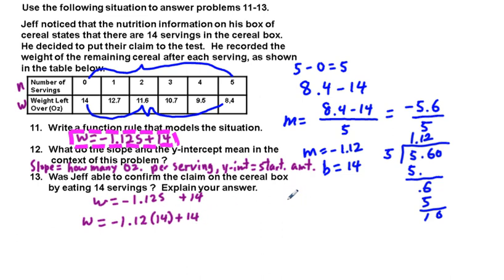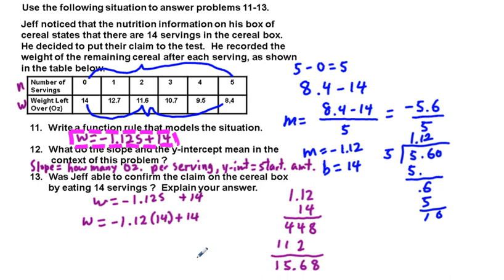Well, 1.12 times 14, I'm going to work this on the right here. We get 2 times 4 is 8, and 4 times 1 is 4, and then 1 times 2 is 2, and 1. So we add these up, we get 8, 6, 5, and 1.